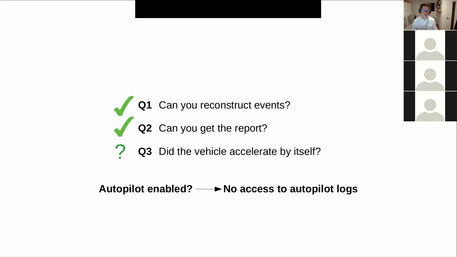So what we can clearly see in a summary right here is we are able to answer two questions. Can you reconstruct the events? Yes, we did. And can you get the report? Yes, we did it also. But the third question, did the vehicle accelerate by itself, isn't that easy for us to answer, because we are missing some information from, for example, the autopilot.